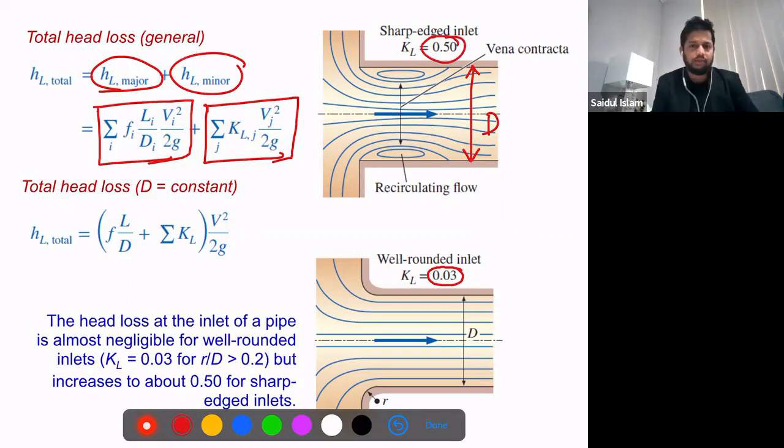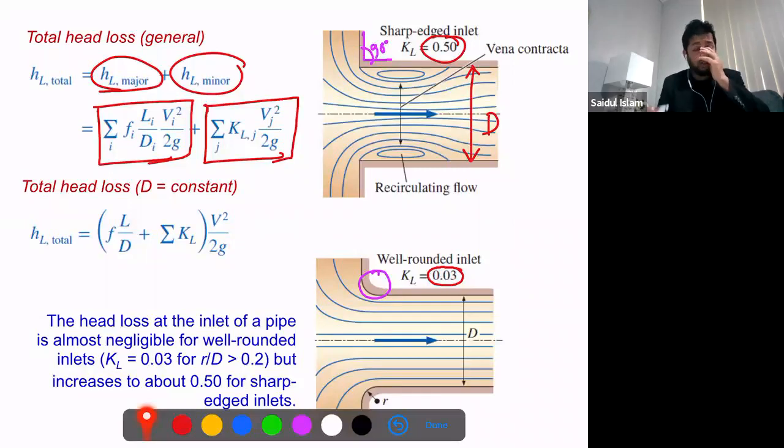It's significantly higher. The only difference between these two systems is that in this case, it is a sharp 90 degree angle. And here, if you look at this section, this is a well-rounded shape. That's the only difference, and it is a small difference. Even though it is not inside the pipe, it is the inlet where the fluid is just going inside the pipe.